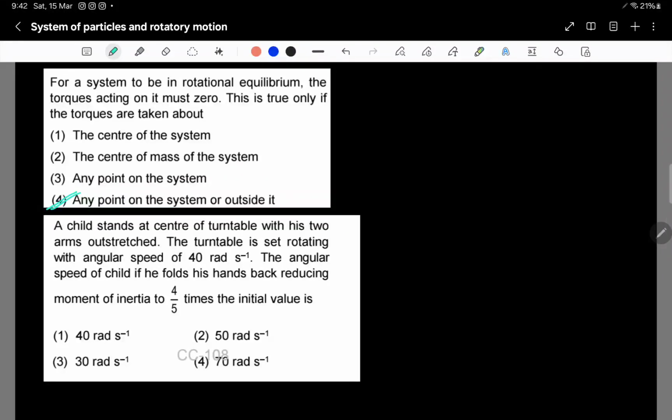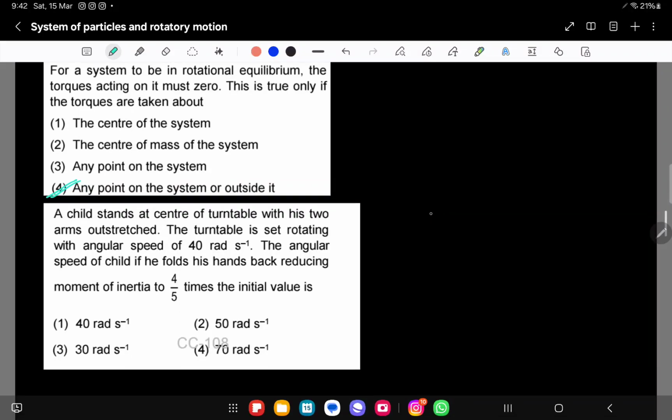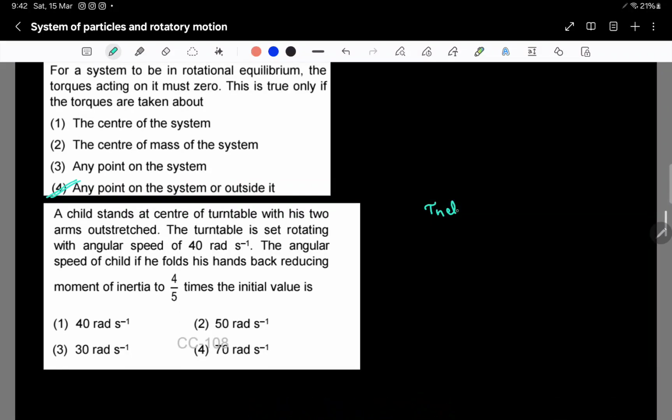Next, a child stands at the center of a turntable with his two arms outstretched. So this is easy only, students. Law of conservation of angular momentum related questions, you know very well. If there is no external torque acting on the system, angular momentum L is constant. Angular momentum L is constant means I1 omega 1 equal to I2 omega 2.